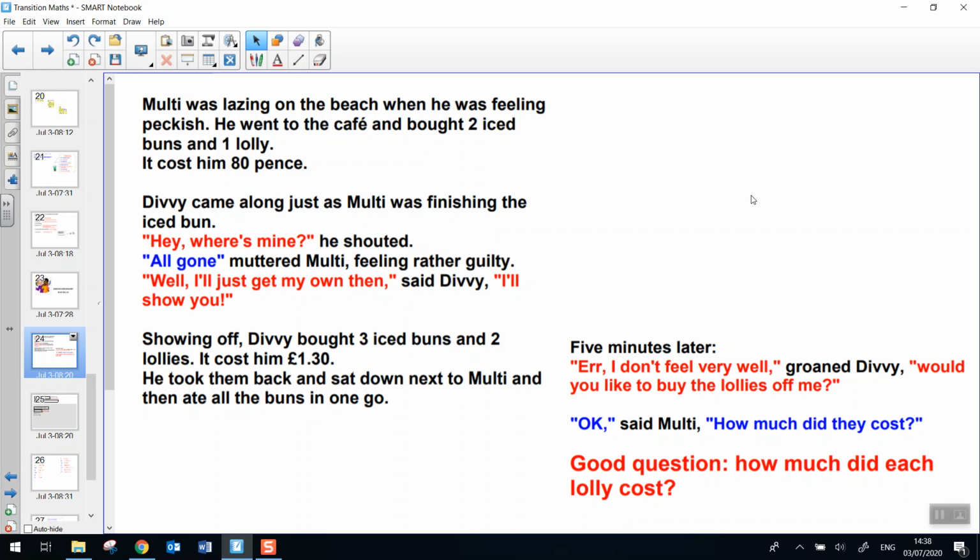Now, I would suggest you look at the information that you've got and you use some bar modelling to help you with this challenge. It's a tricky one, but if you draw it out as the bars, it should help you. I'm going to ask you to pause the video and give it a really good go.